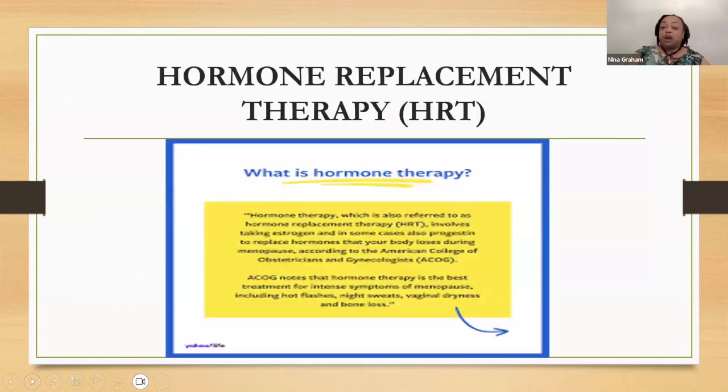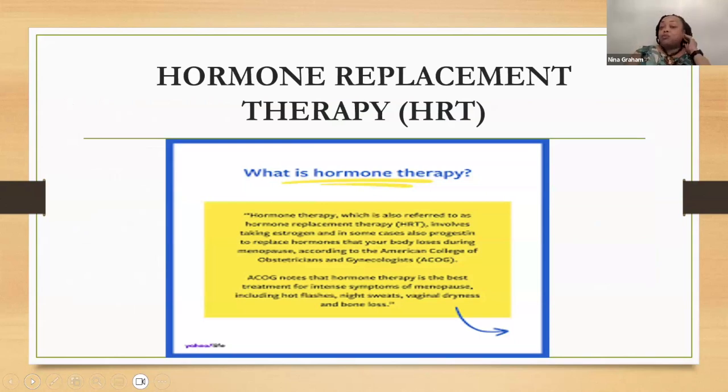Now, hormone replacement therapy, what is that? HRT. Well, basically, it is giving hormones to replace your decreased hormonal levels, as I mentioned before.